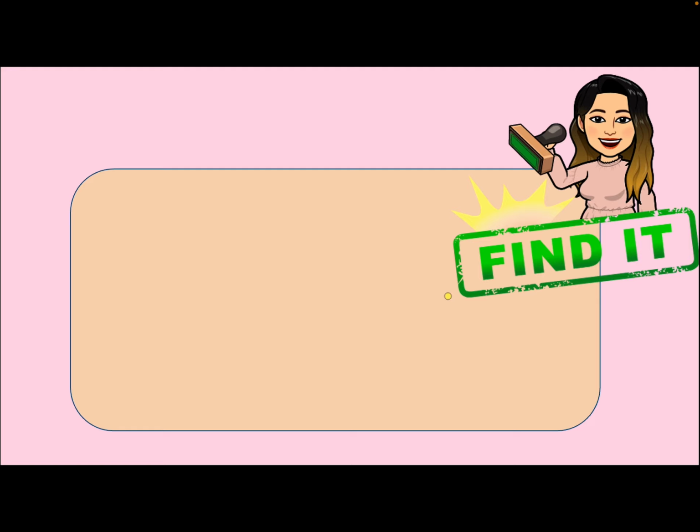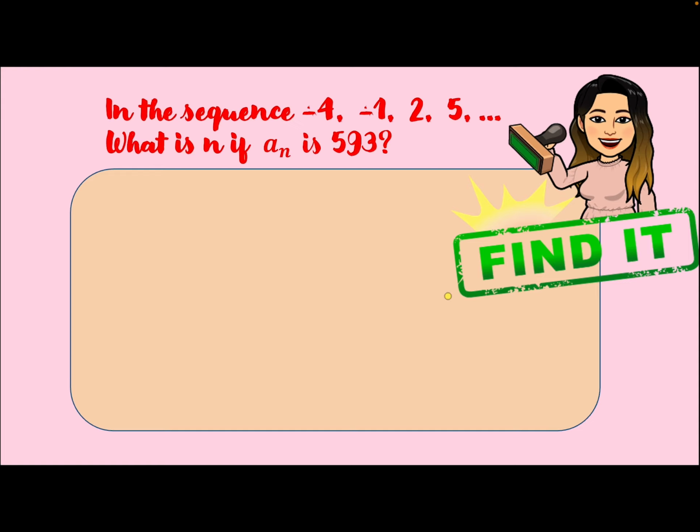Okay, so good afternoon. This is the continuation of our lesson, which is about the arithmetic sequence. So, what if the given problem is like this? In the sequence -4, -1, 2, 5, what is n if a sub n is 593? So, the first thing that you are going to do is to find all the givens in the problem.